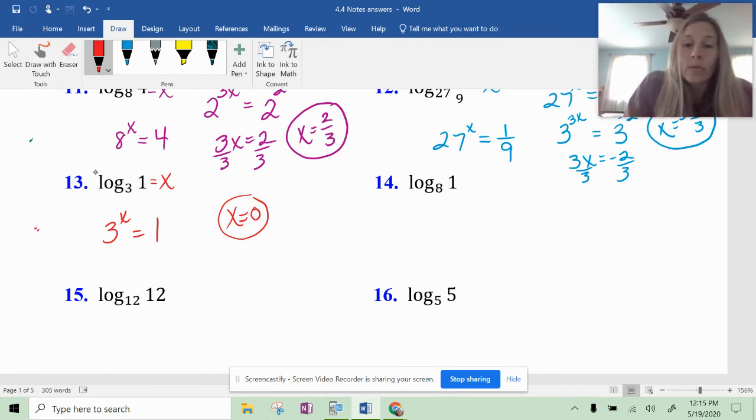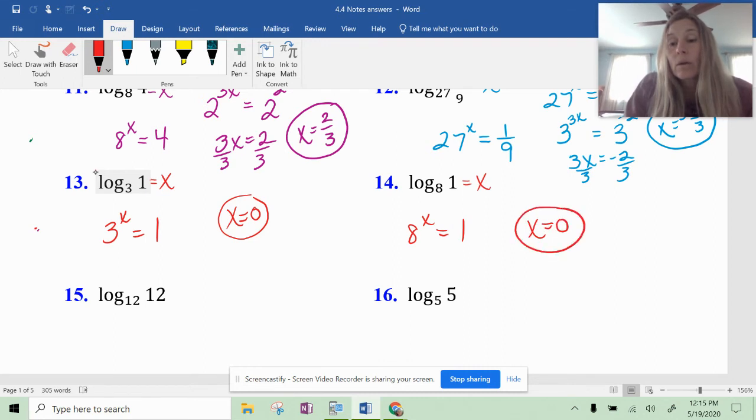Okay, if you look at number 14, it's going to be the same concept here. 8 to the x equals 1. The only way to have something raised to an exponent and equal 1 would be for that exponent to be 0. Unless, of course, it's 1 to the 1st power.